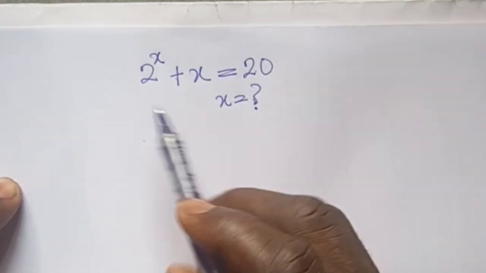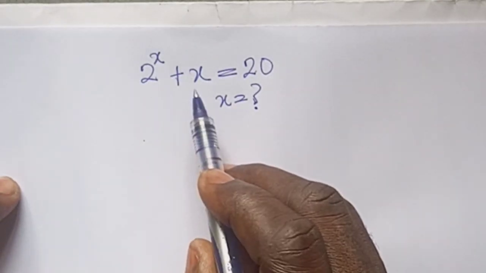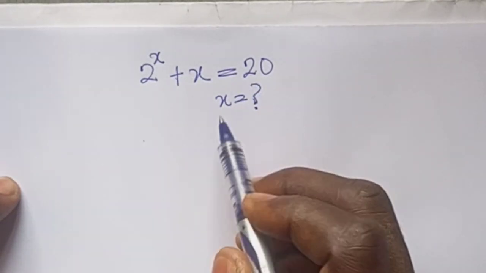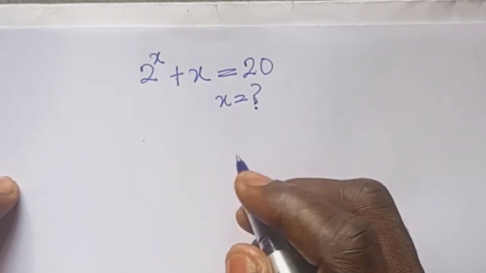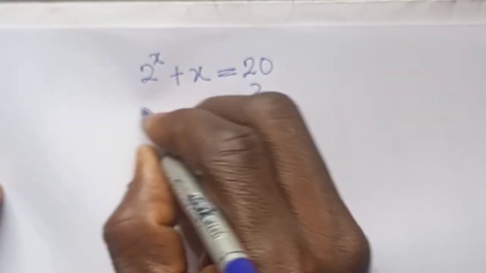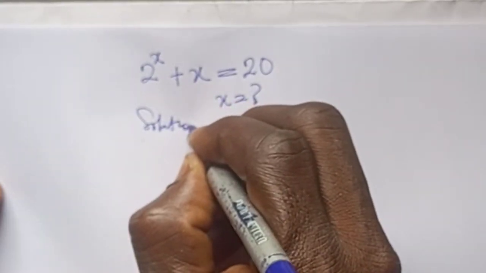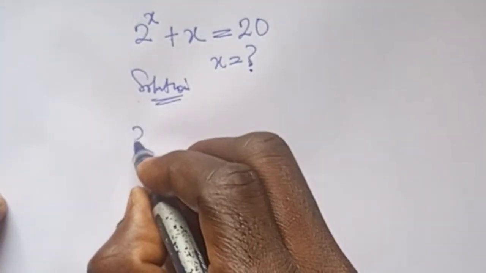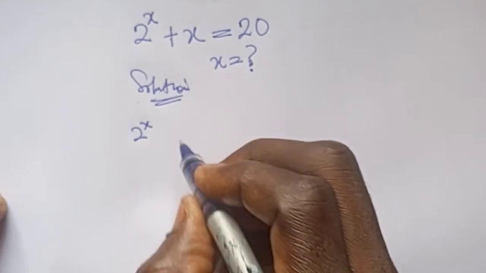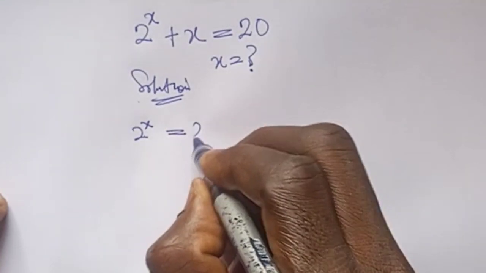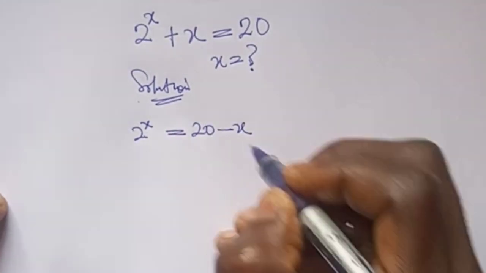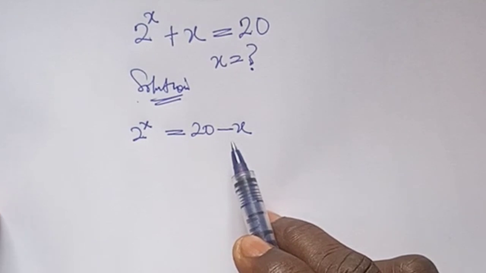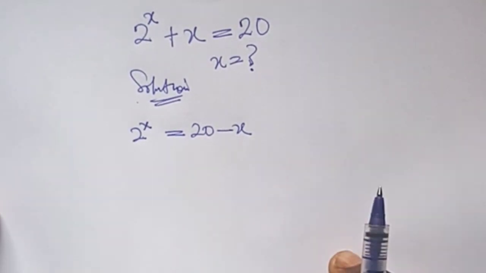Hello everyone, so today we have 2 to the power of x plus x equals 20. x is the unknown. We're going to solve together. Let's seek the solution. We can rewrite our equation as 2 to the power of x equals 20 minus x. To find x, we're going to employ the Lambert W function.